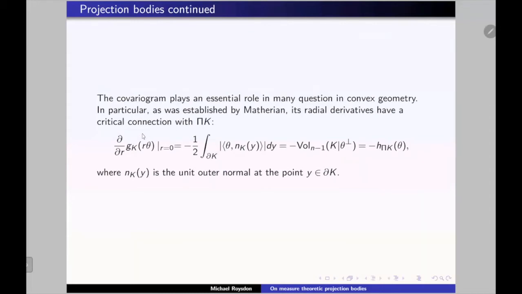He showed that the radial derivative of the covariogram at r equals 0 is minus one half the integral over the boundary of K of the absolute value of the scalar product of the direction with the outer unit normal of the convex body at y, which is equal to minus the volume of the orthogonal projection of K onto the hyperplane orthogonal to that direction. But this is defined to be minus the support function of pi K. So if I remove all of the minuses, now you really have a convex function that is homogeneous of degree one. This is a support function. And in this way, you can see this guy defines a support function of a convex body.